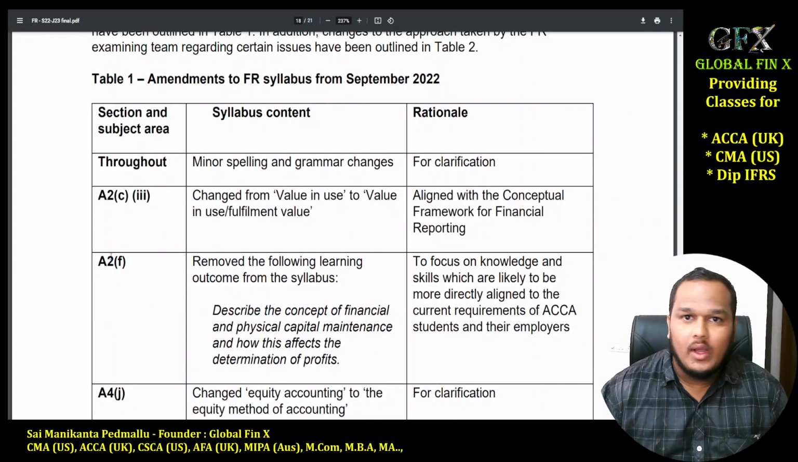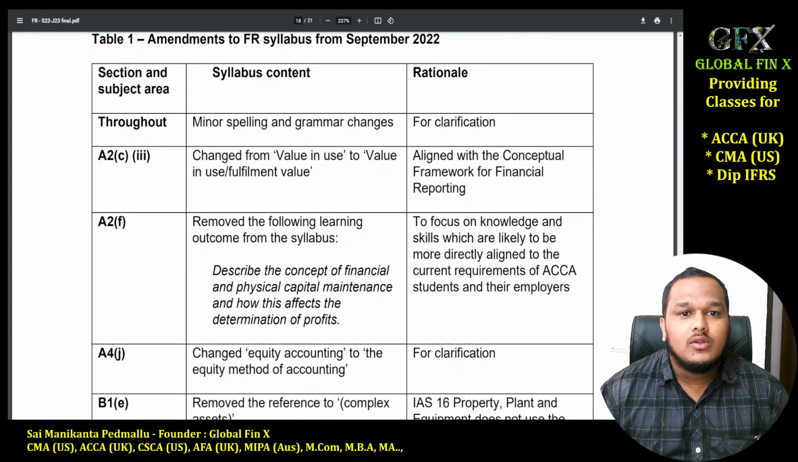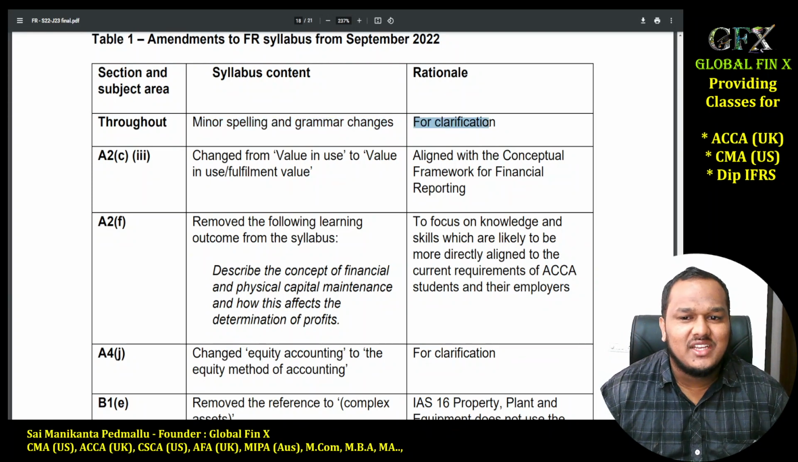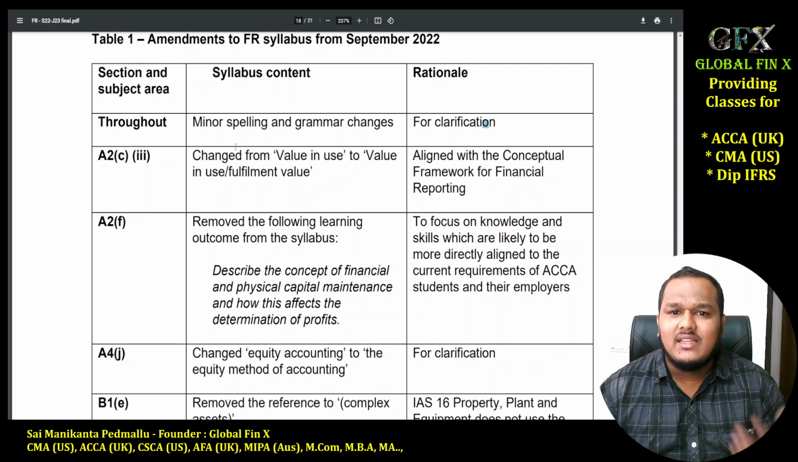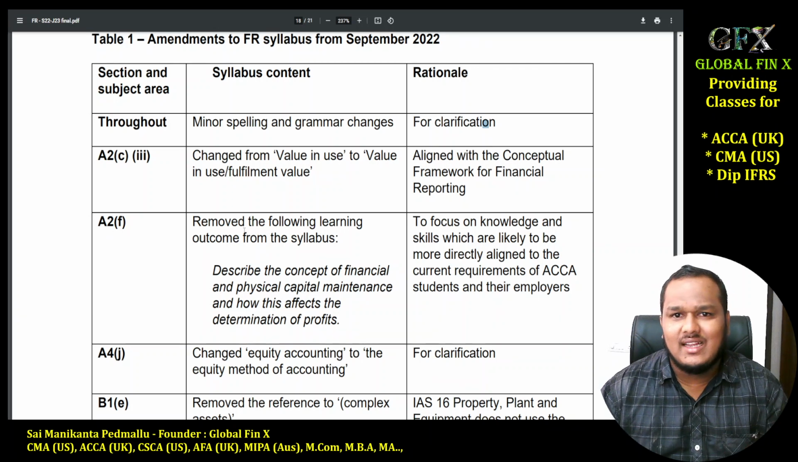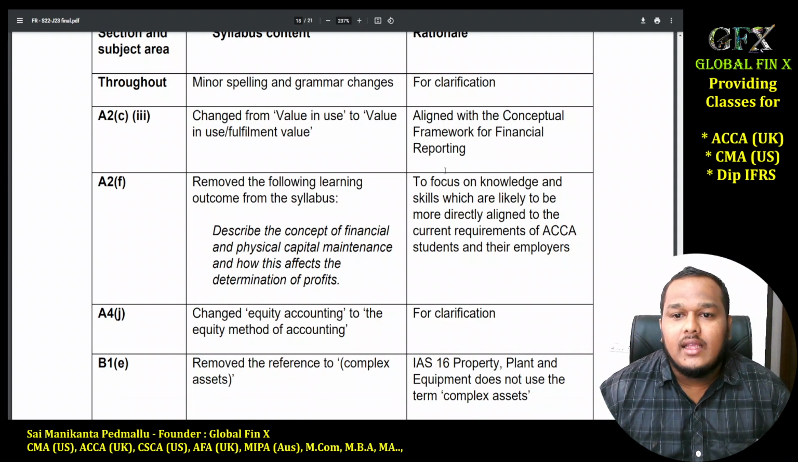So let's see one by one what those amendments to the FR syllabus are. The first one, obviously, is minor spelling and grammar changes. This is given for your clarification. Wherever there are spelling or grammar mistakes in the syllabus contents or different sections of your syllabus, corrections have been made.